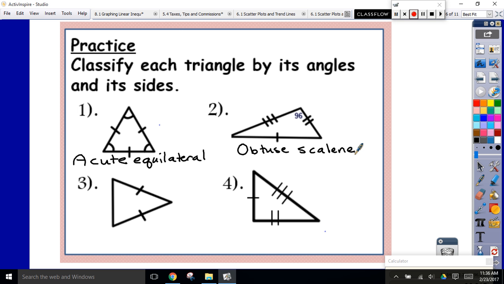Okay, Emma, number 3. If I were to classify this triangle by its angles, what would I call it? You're doing the sides. That's correct. It would be isosceles, but by the angles inside, what would I call it? Acute. So this would be an acute isosceles.